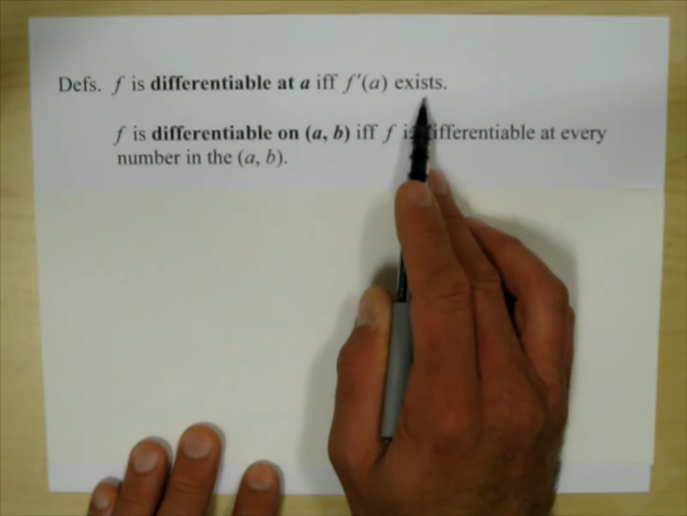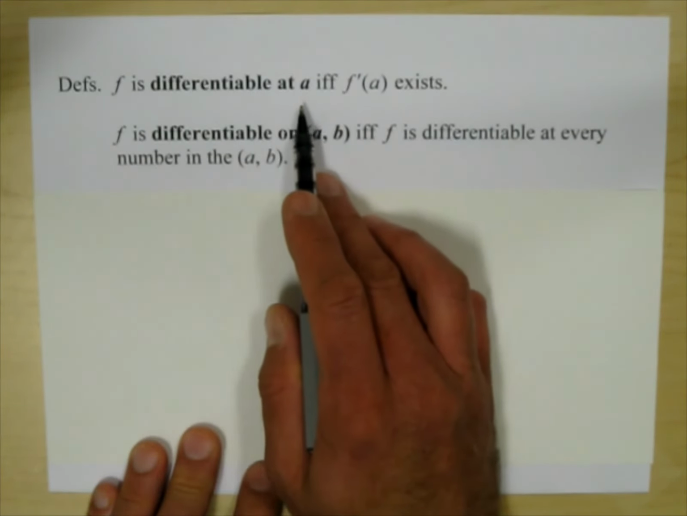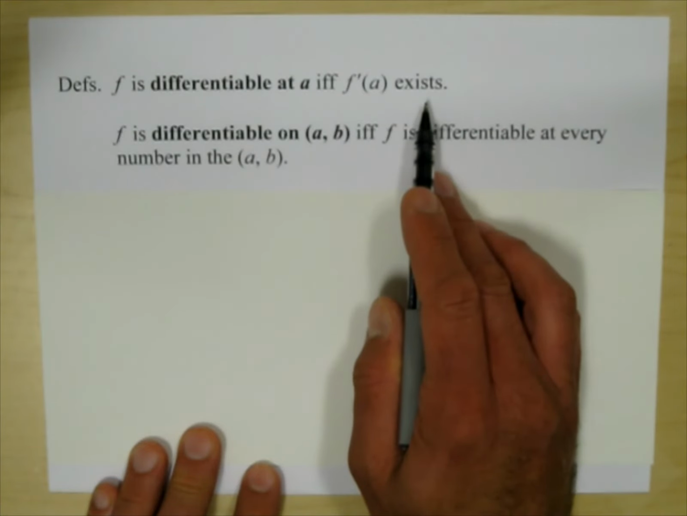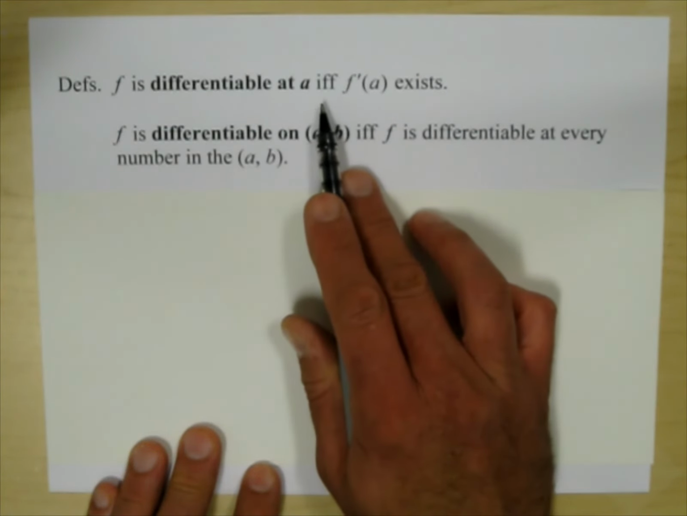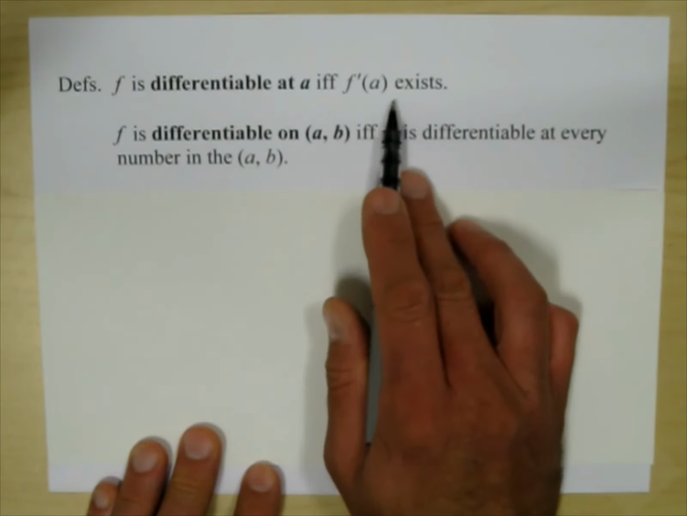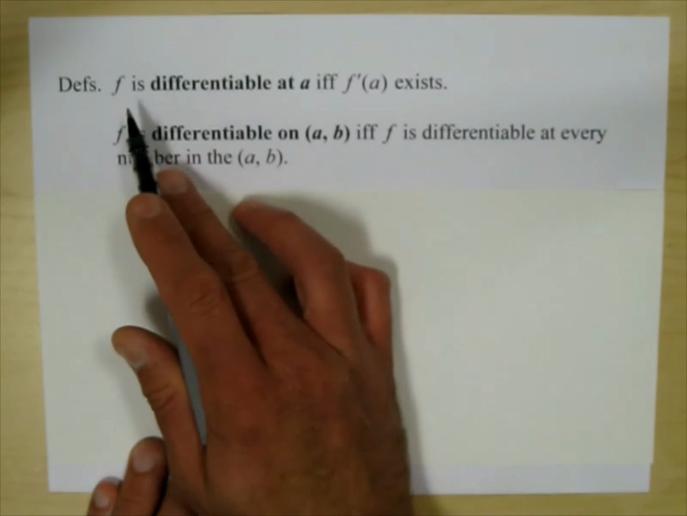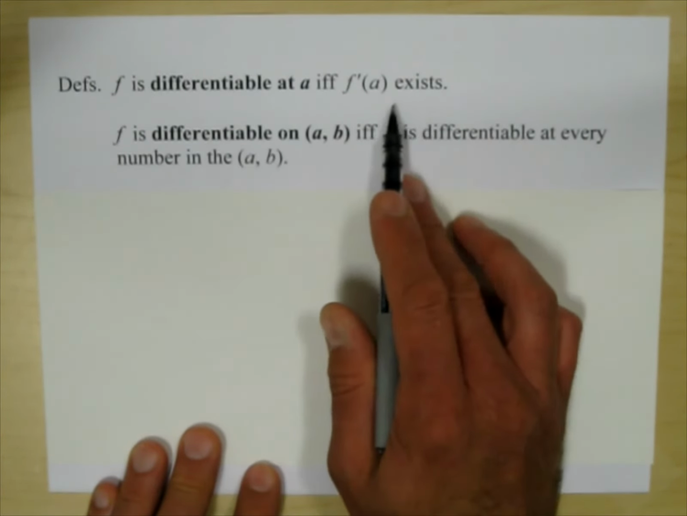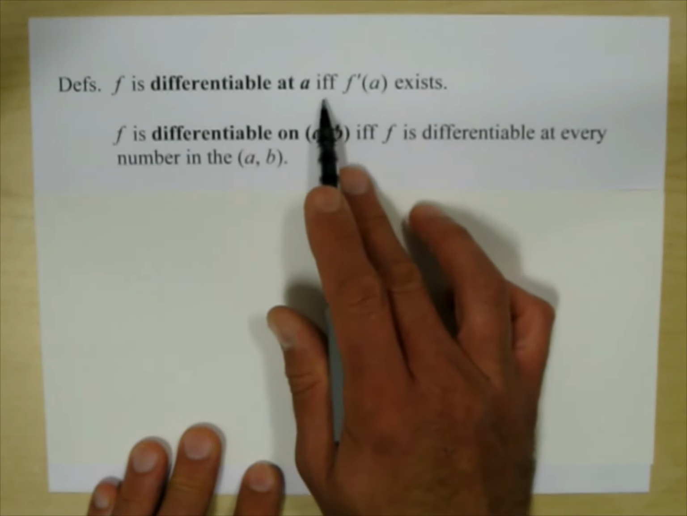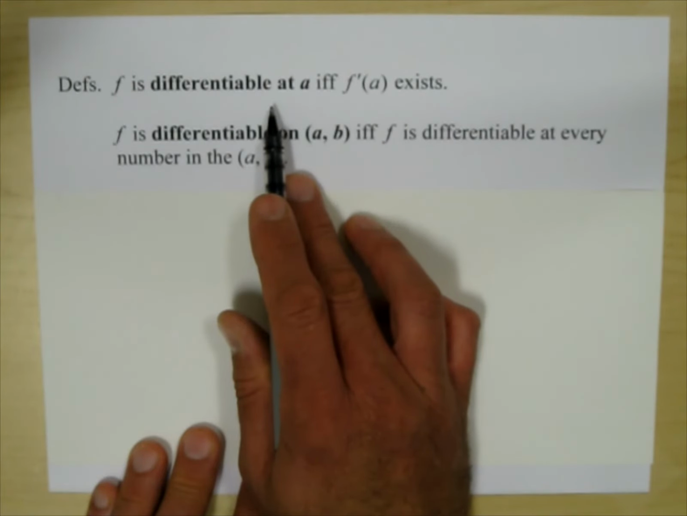Okay, so this is the definition of a function being differentiable at a point. The if and only if means you can say if this happens, then f is differentiable. If f is differentiable at a, then this happens. That's what if and only if means. So the first definition is the definition of differentiable at a point.